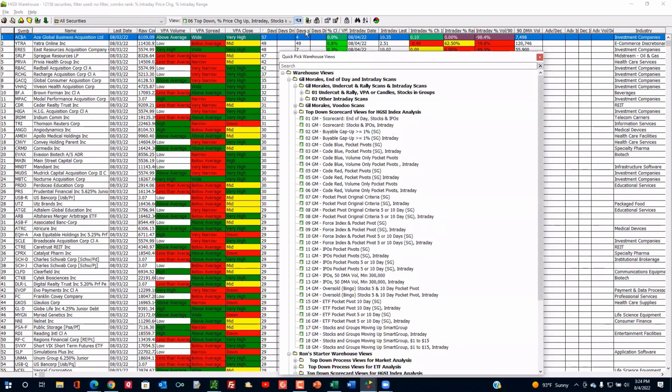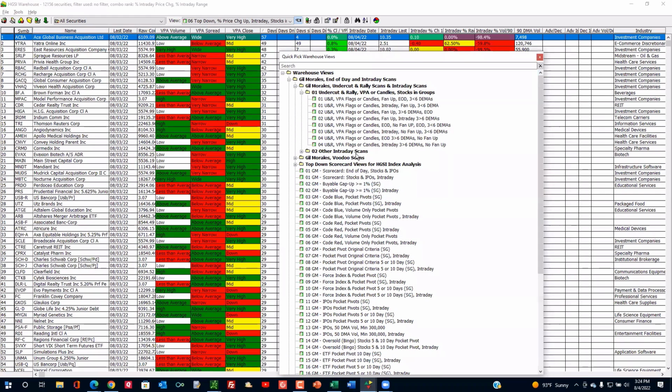Now, these are all his old scans, or my old scans that I made up for him. The undercut and rally, I made all these, but Gil inspired me to do this. He didn't inspire me the way I did it because he didn't really know how I was going to put these together. But I give him credit for giving me the idea of how I wanted to do it.